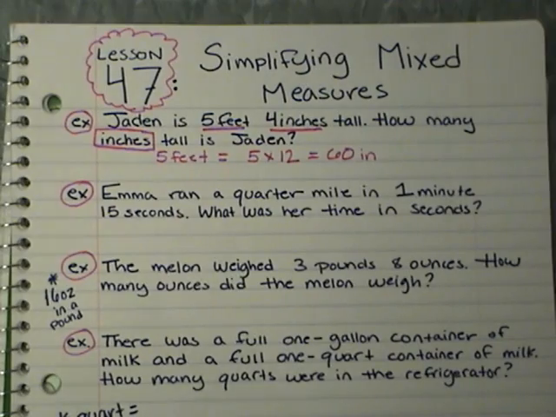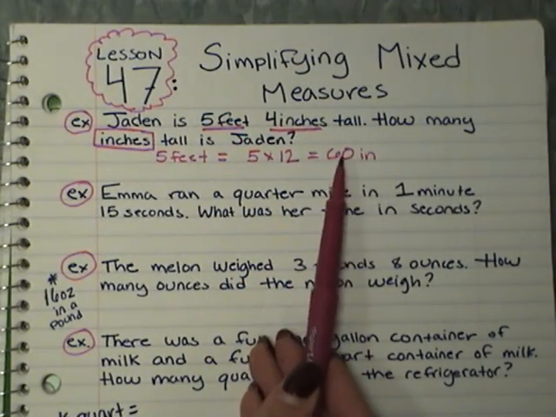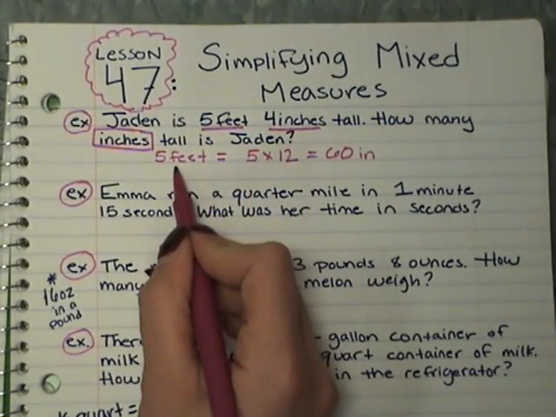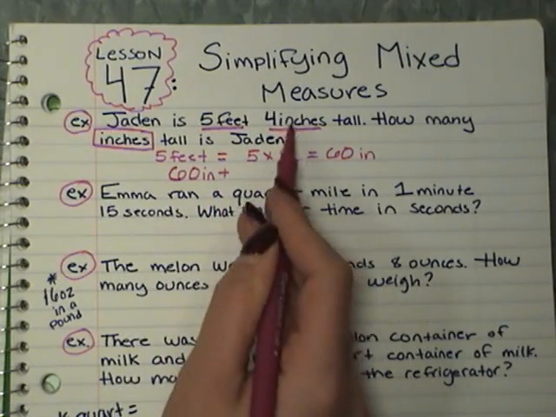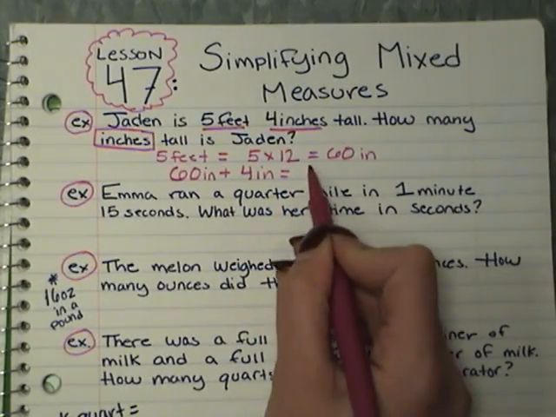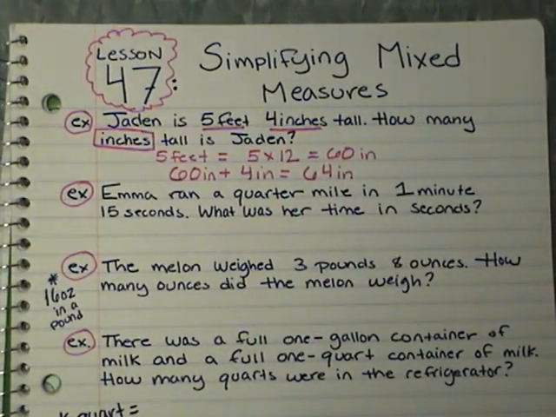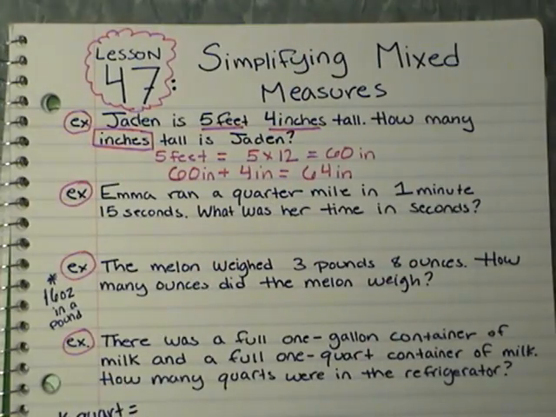Then I go back and say, I need to add 5 feet to 4 inches, so I add 60 inches to 4 inches to get my answer. I take 60 inches and add the 4 inches that I have left over until I get a total of 64 inches. So what we are doing in this lesson is taking one of these measurements, converting it into the other, and then adding them together to find our total.